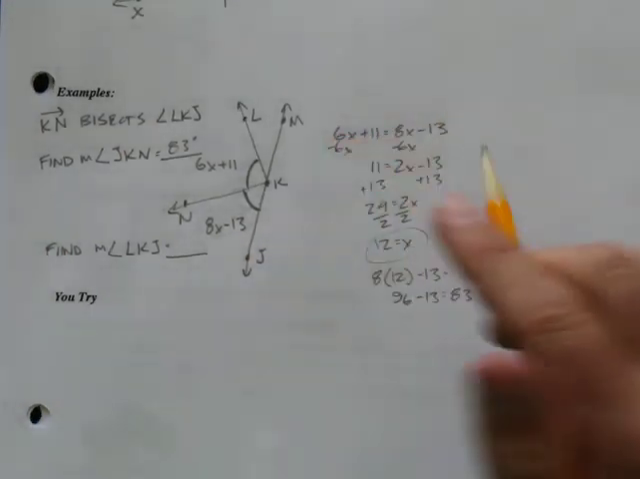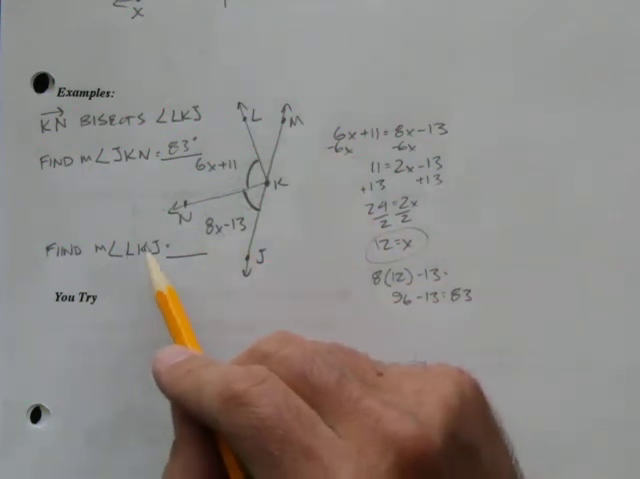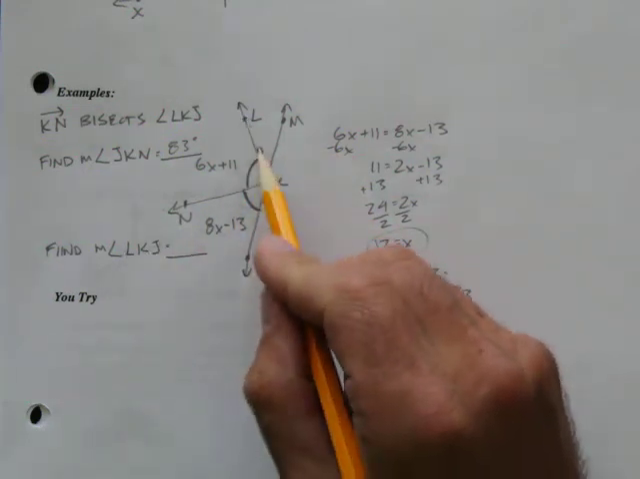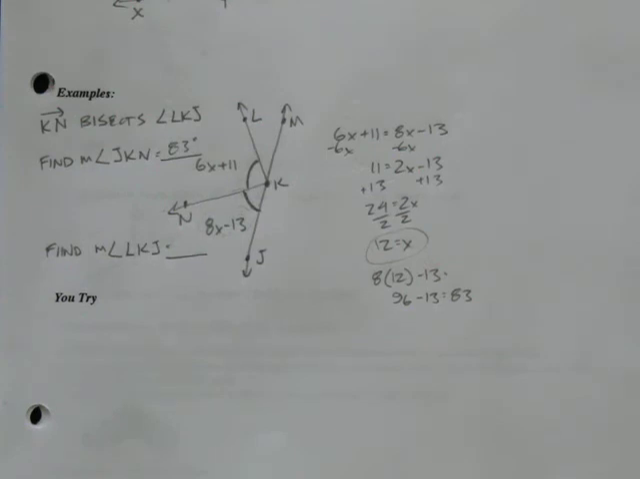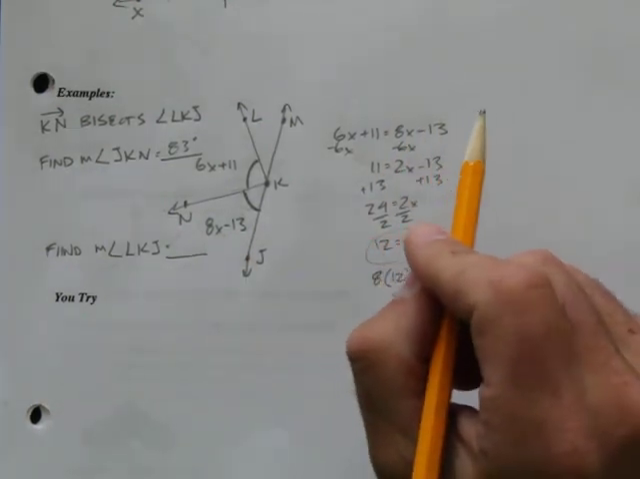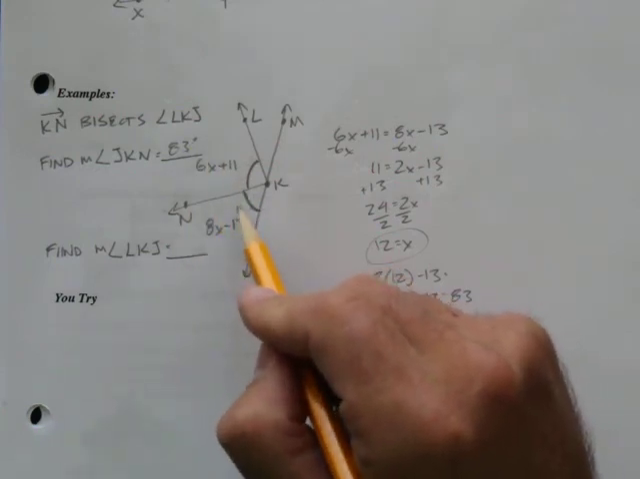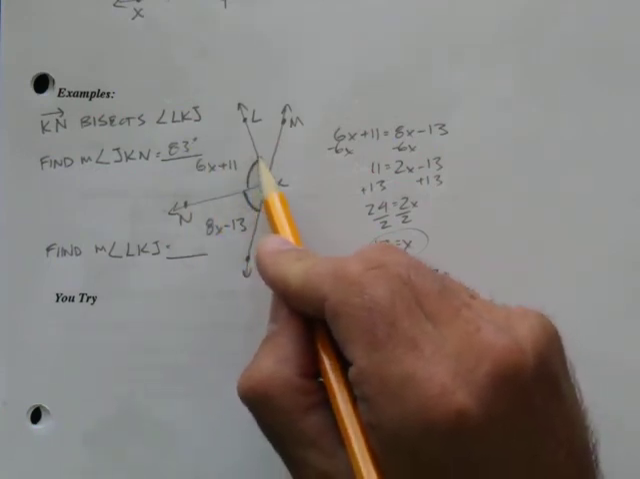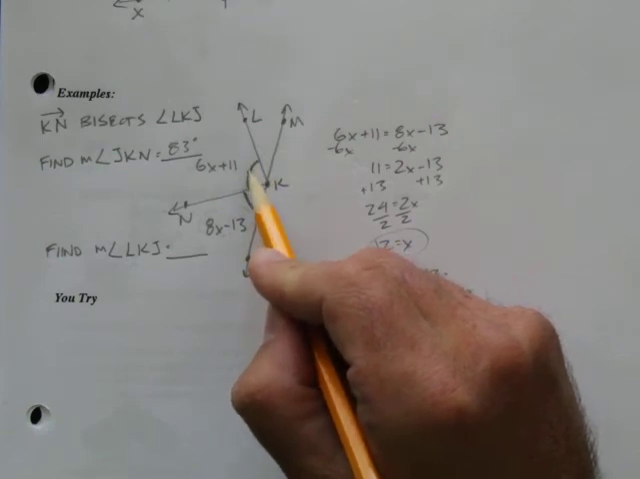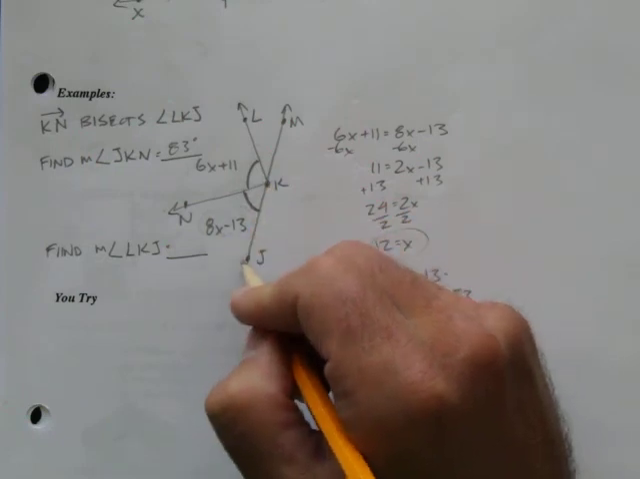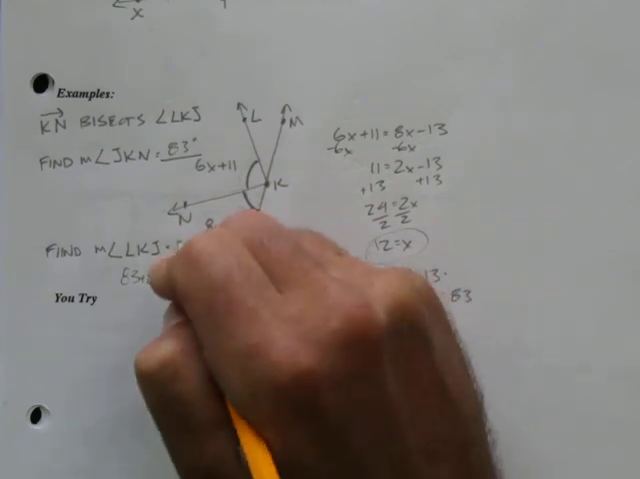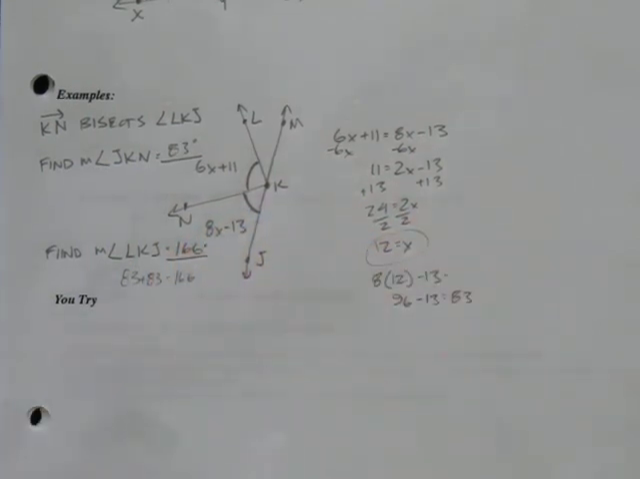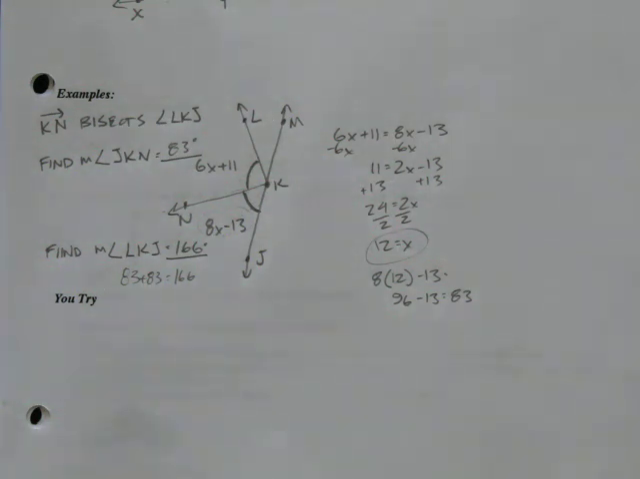Now, how do I use that information to find out what LKJ is? So LKJ, that's this whole thing. Okay, pause and try to figure it out. Did you say 83 is this measurement, and so this measurement here for this angle also is 83, and so you just say, I need this whole thing together, 83 plus 83 equals 166. That is your answer, 166. And that is the end of the long lesson 1-4.